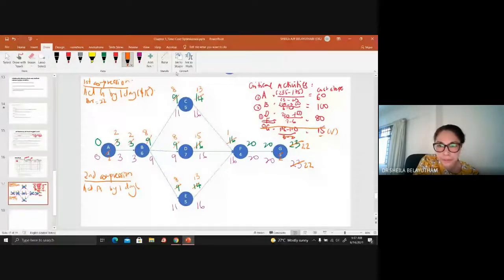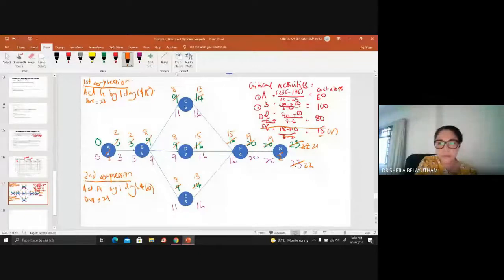So 15, 19, 19 plus 2, you end up with 21. Okay, so you're able to cut the project to a lower duration. Okay, the additional cost that occurs, 60 ringgit here, and your duration is 21.